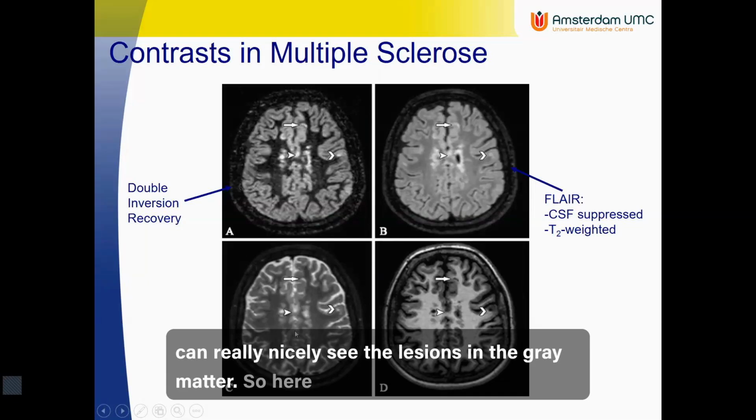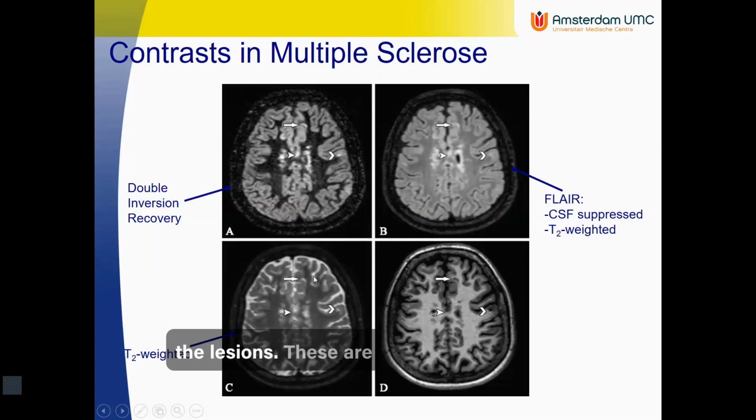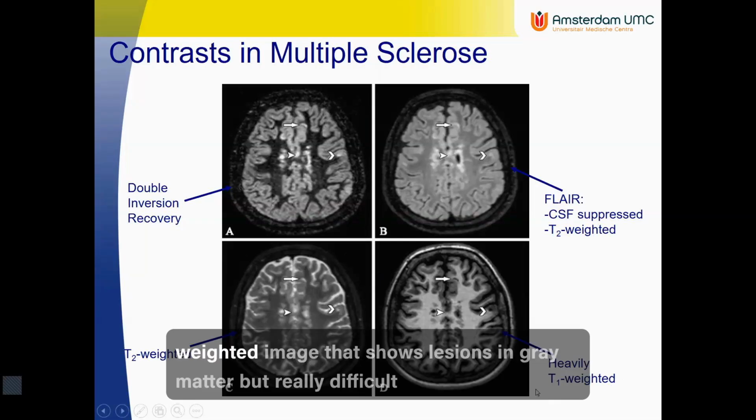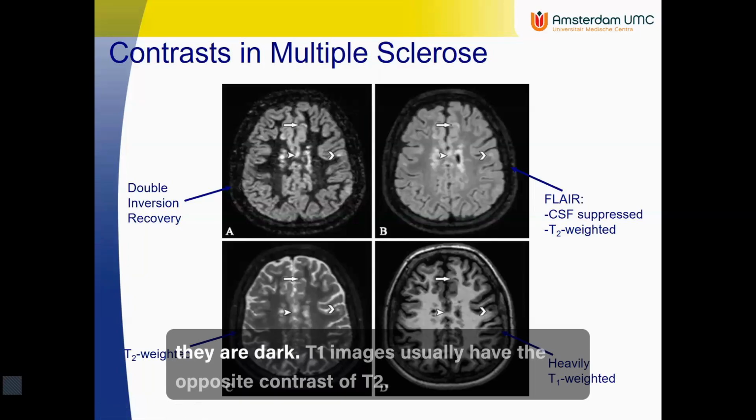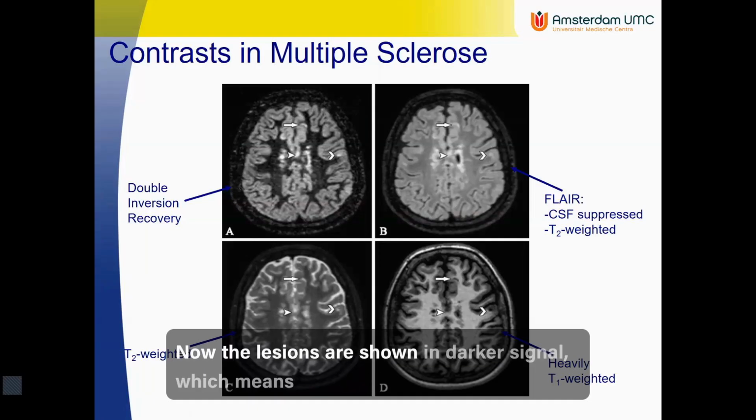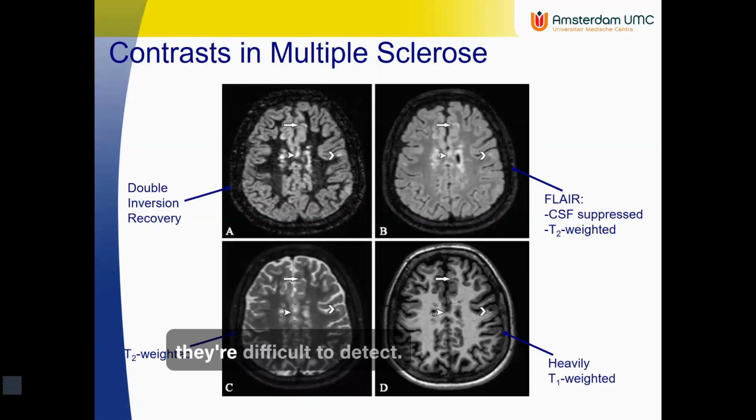And here we have the regular T2 weighted image that also shows the lesions. It's sort of mixed up with the high bright signal from the CSF. Then here on the right-hand bottom side, you have the regular T1 weighted image that shows the gray matter lesions. Really difficult to see because they are dark. The T1 images usually have the opposite contrast of the T2. Now the lesions are shown in darker signal, which means they're difficult to read.